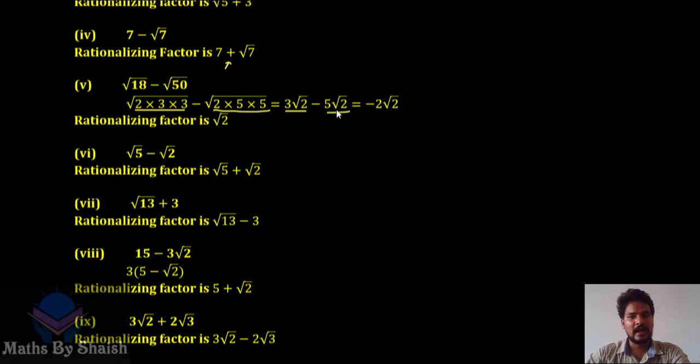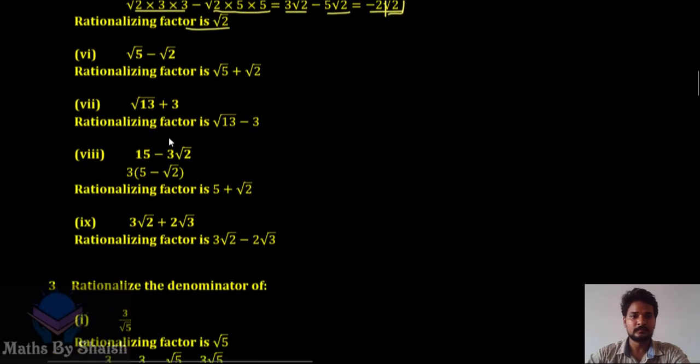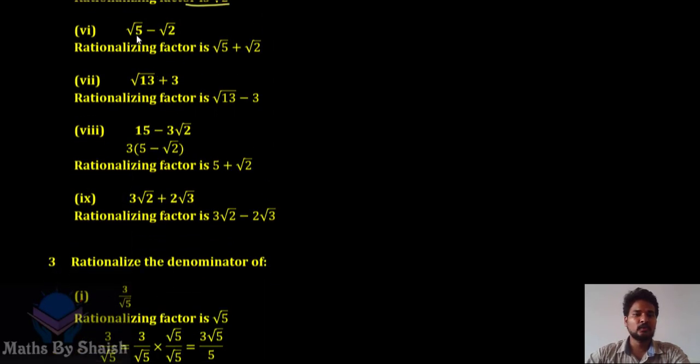And now they are like terms, so we subtract. We get minus, because 5 is the bigger number, minus 2 root 2, and hence we only need to multiply by root 2 to make it rational. The rationalizing factor is root 2. Again, root 5 and root 2 with minus, so the rationalizing factor is going to be the same, but only the sign would be different. It is minus, so it would be plus.